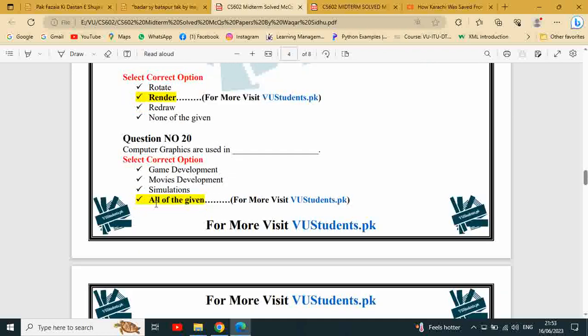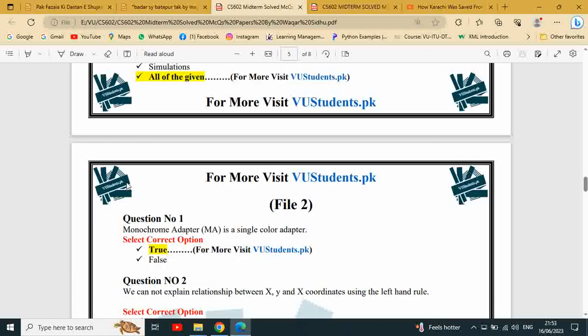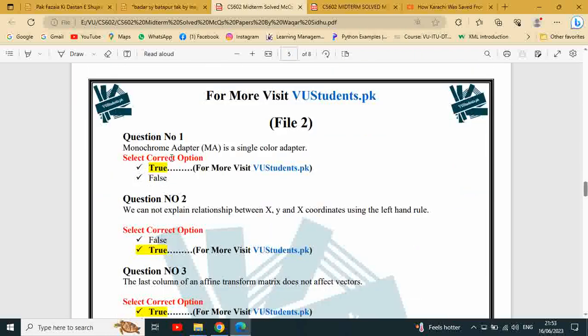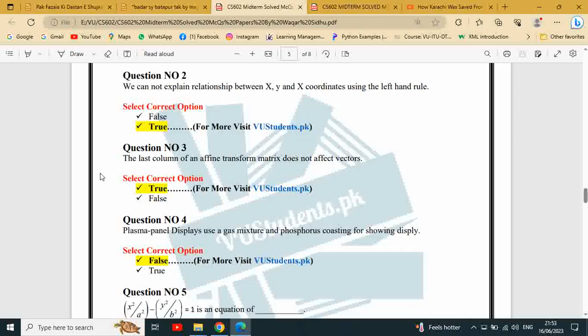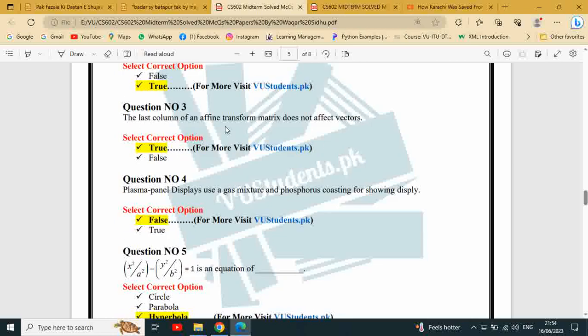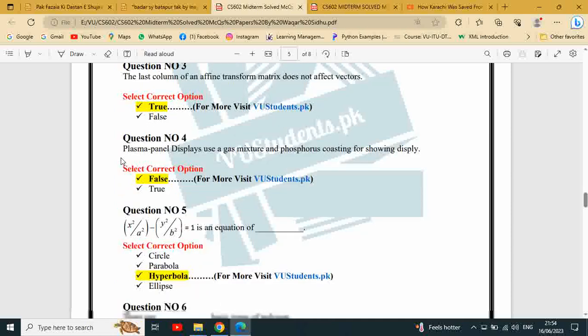Computer graphics are used in all three: game development, movie development, simulation. Monochrome adapter is a single color adapter. True. We cannot explain relationship between x, y, z coordinate using left hand rule. True. The last column of an affine transform matrix does not affect vectors. True. Plasma panel displays use a gas mixture and phosphorus coating for showing display.